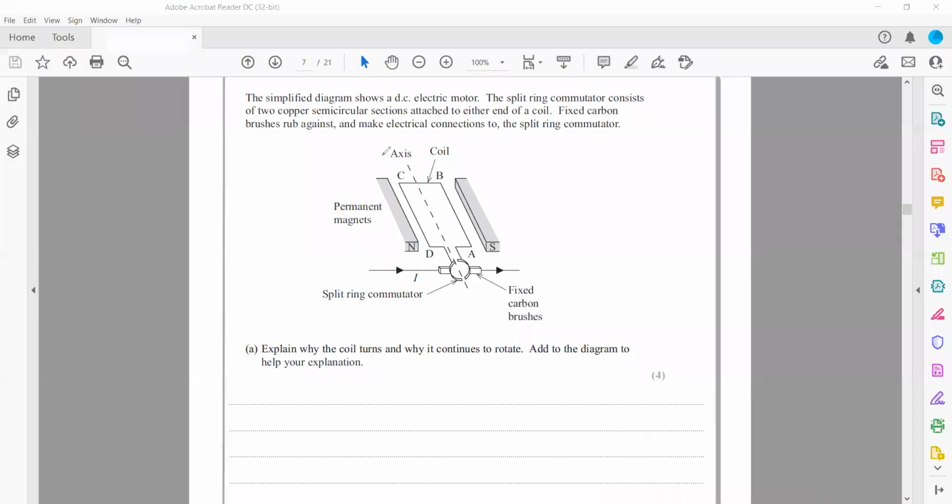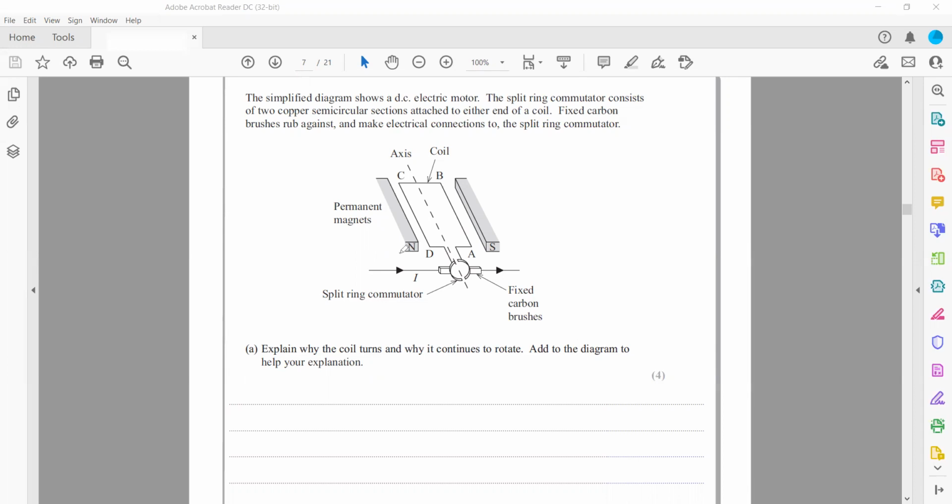In this question, the simplified diagram shows a DC electric motor with a split ring commutator. It consists of two copper semicircular sections attached to either end of a coil. Fixed carbon brushes rub against and make an electrical connection to the split rings. Explain why the coil turns and why it continues to rotate. Add to a diagram to help your explanation.